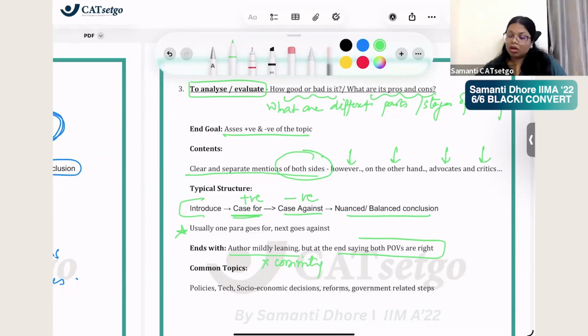The author is not saying, it is definitely like this. The author is more like, this seems a bit more right, and the other thing could also be true. Okay. This is usually for politics, like a topic such as democracy. If you want to write opinions about democracy, you will find the author writing the positives, negatives, and all of it. Policies, tech, socio-economic decisions, reforms, governmental steps, etc. are always analyze and evaluate format. Okay.